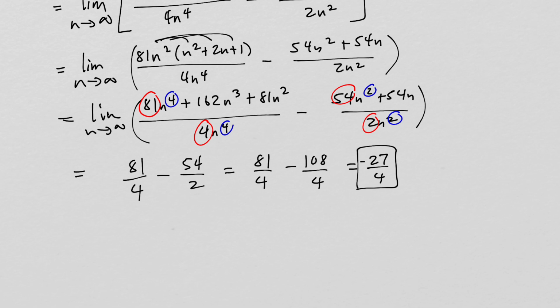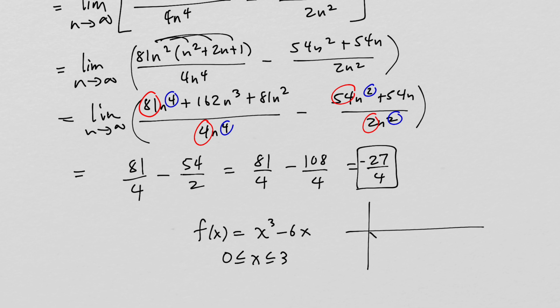So this is the exact area under the curve f of x equals x cubed minus 6x on the interval from 0 to 3. And you might remember just a few moments ago, we had a graph of this function, which looks something like this. And we had part of the area below the x-axis, and we had part of the area above the x-axis. So the fact that our answer is negative here means that indeed we had more area below than we had above. And that is why this area turned out to be negative.